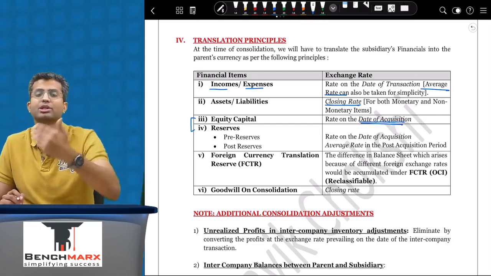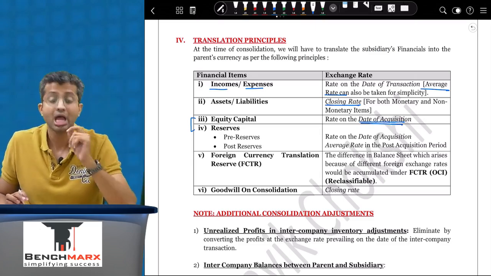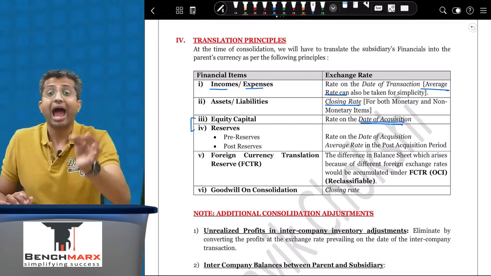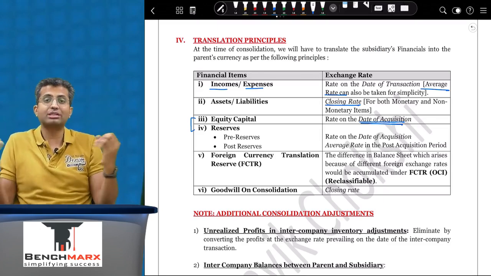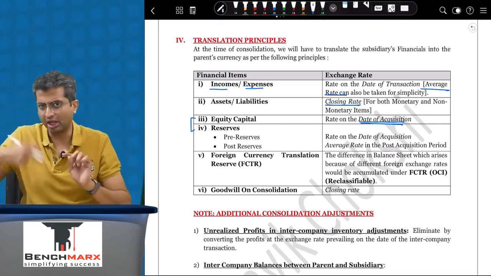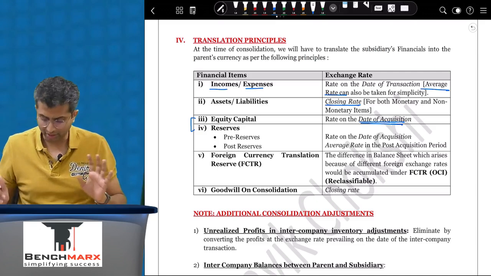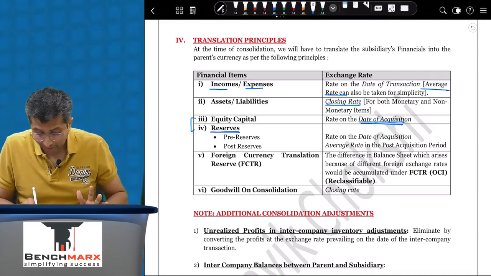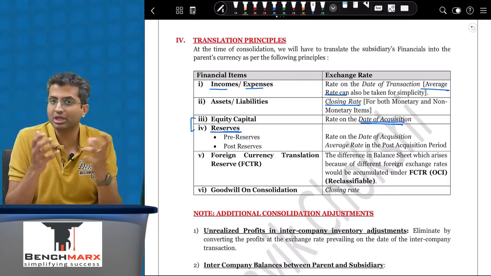So when a parent acquires control over a subsidiary, for example, JLR might have been in existence for the last 70 years, but Tata acquired control over JLR, let us say, in the year 2008. So for the Tata Group, the consolidated statements come into existence from 2008 with JLR, and hence the share capital of JLR, which cannot be remeasured, will be converted at the rate as on the date of acquisition, that is the 2008 rate. Reserves, remember, pre-acquisition reserves have to be eliminated, post-acquisition reserves have to be consolidated.